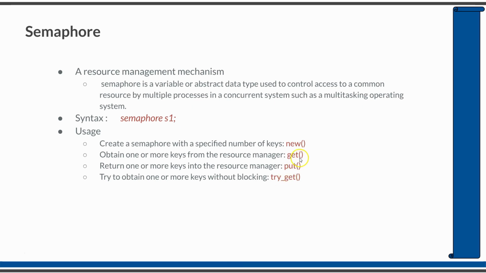Also note that along with all these methods, you can pass an optional argument, which is the number of keys. When a semaphore is created using the new function, you can pass the number of keys to the semaphore.